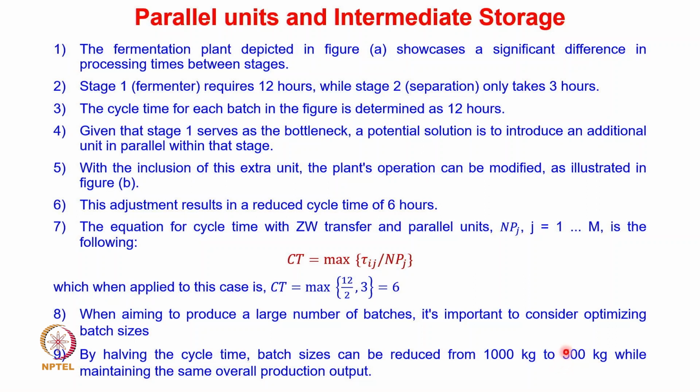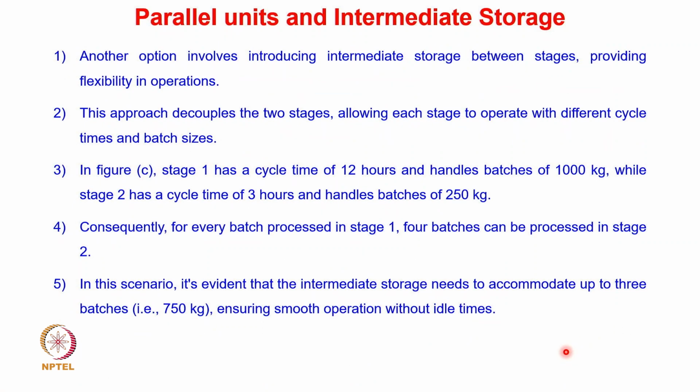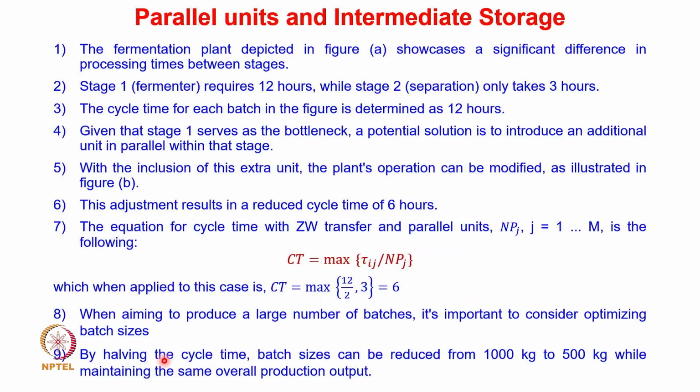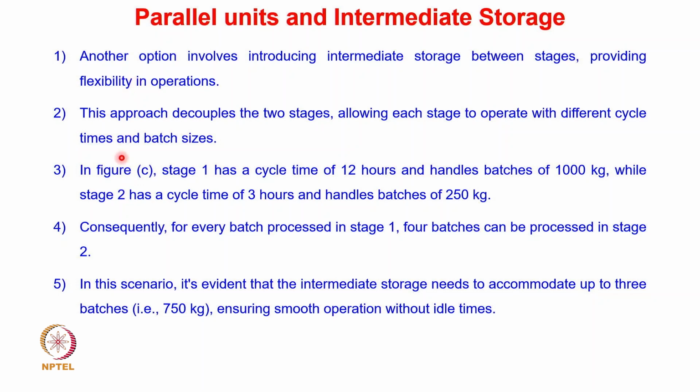Clearly, you can see that by reducing the batch sizes, we can further reduce the equipment size. Another option involves introducing intermediate storage between the stages. You can see that the third case which we have seen here is where we have added the intermediate storage. In the third case, we are introducing intermediate storage between the stages, providing flexibility in the operations.